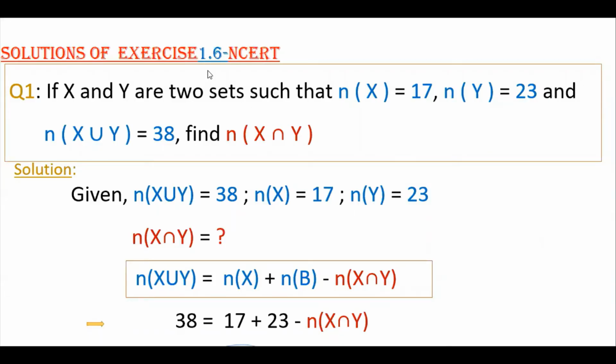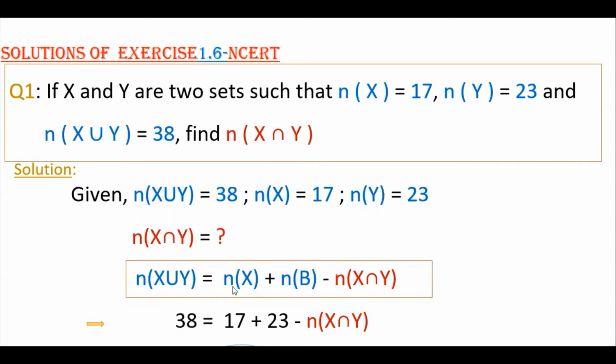These are the solutions of exercise 1.6 from NCERT. First one is, if X and Y are two sets such that n(X) = 17, n(Y) = 23, and n(X ∪ Y) = 38, find n(X ∩ Y). So here directly the values are given. You have to find n(X ∩ Y) by using the formula like this.